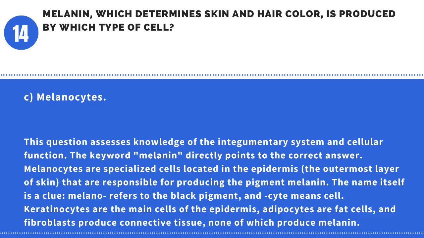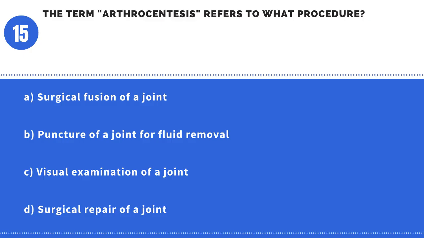Question 15. The term arthrocentesis refers to what procedure? A. Surgical fusion of a joint. B. Puncture of a joint for fluid removal. C. Visual examination of a joint. D. Surgical repair of a joint.